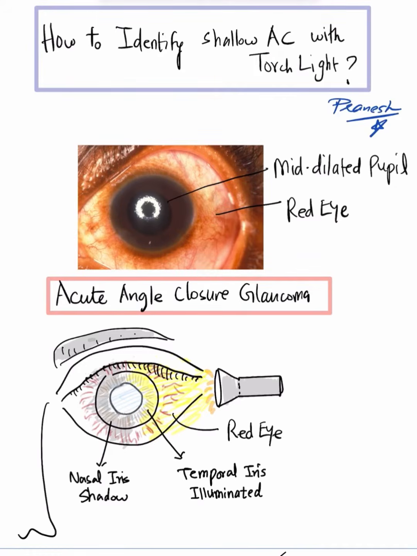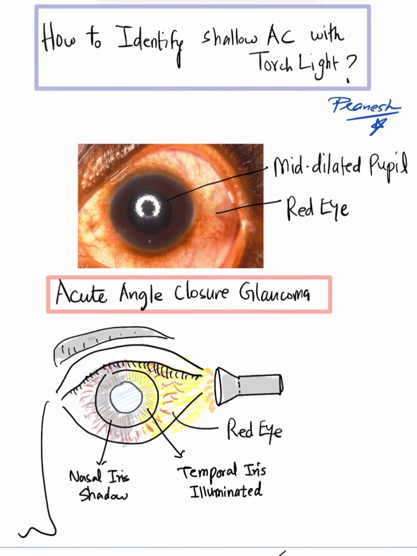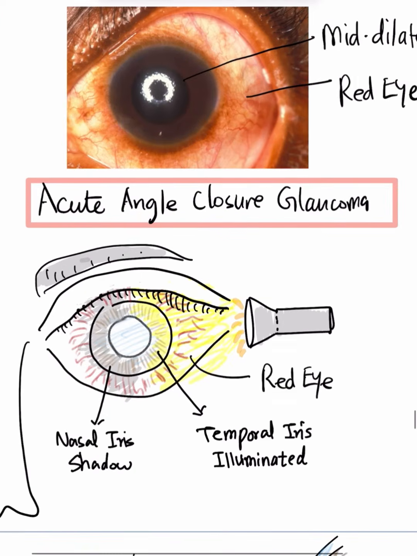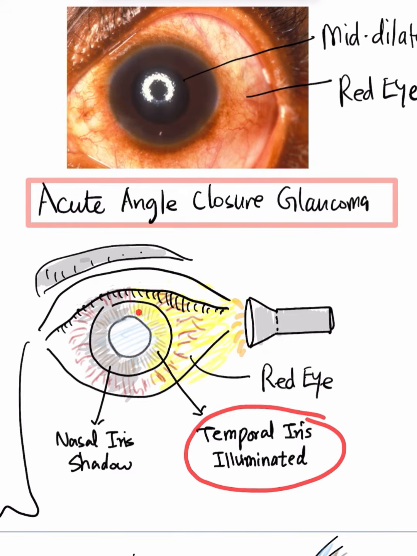Now let's understand how to identify a shallow anterior chamber just with a torchlight in a patient. The diagnosis in acute angle closure glaucoma: these patients will have a shallow or a narrow anterior chamber, and here is how to pick them up with a torchlight. Simply throw the light from the temporal end, and we can see that the temporal iris will be illuminated but the nasal iris will have a shadow.